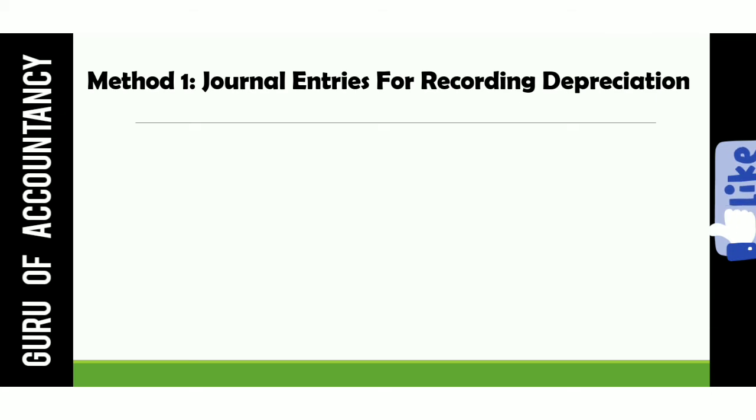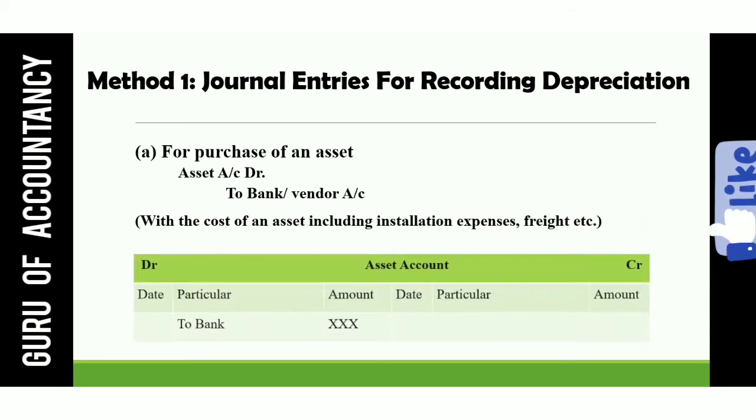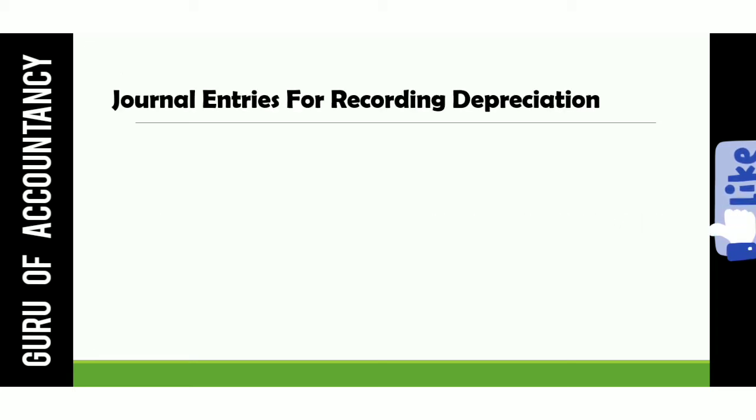Let us begin with the first method, that is charging depreciation to assets. What journal entries would we pass in this method? So when you purchase assets, then your entry would be asset account debit to bank or vendors.